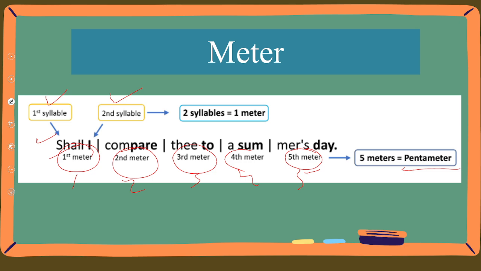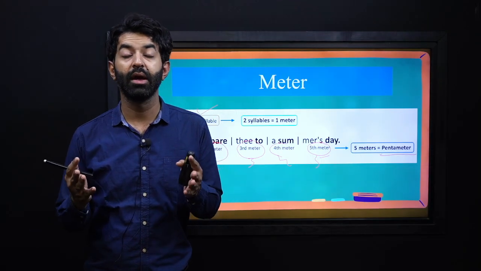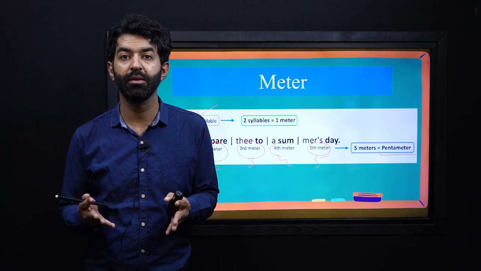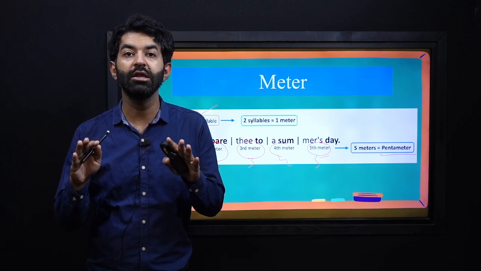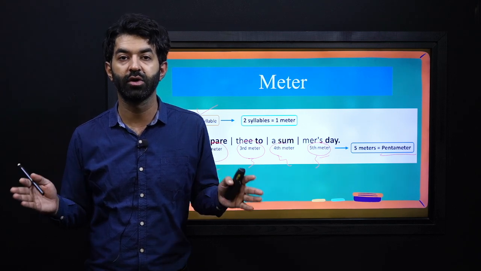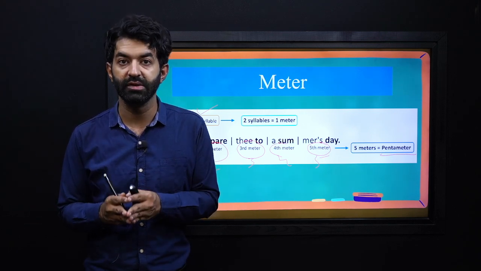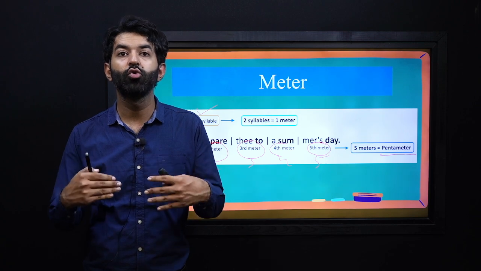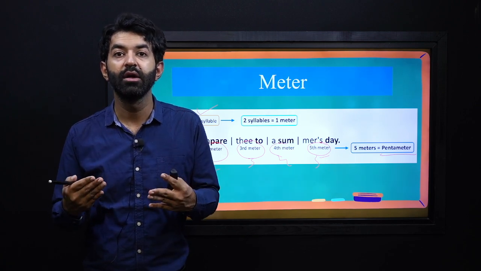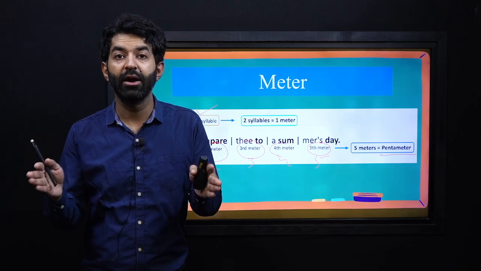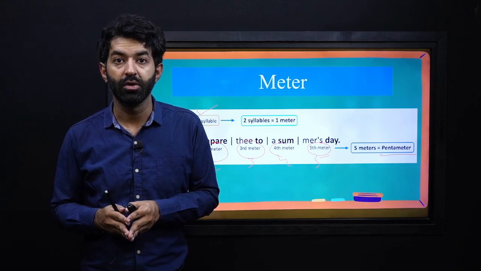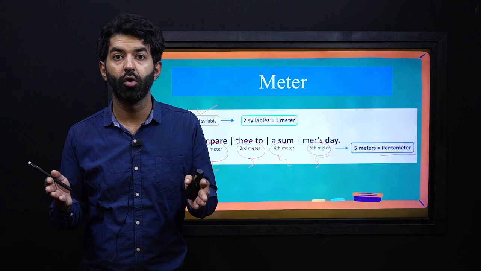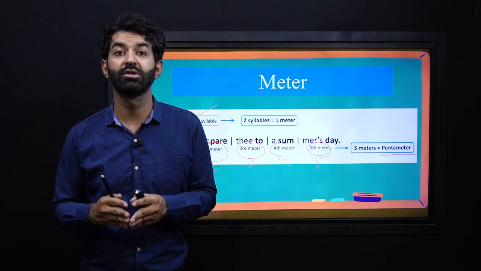So we can say that the poem is written in iambic pentameter, with 5 meters in each line, in each verse. So this is how we understand it. And when we are going to read it, we have to read it just like the pattern of meter, which contains syllables of stressed and unstressed nature.